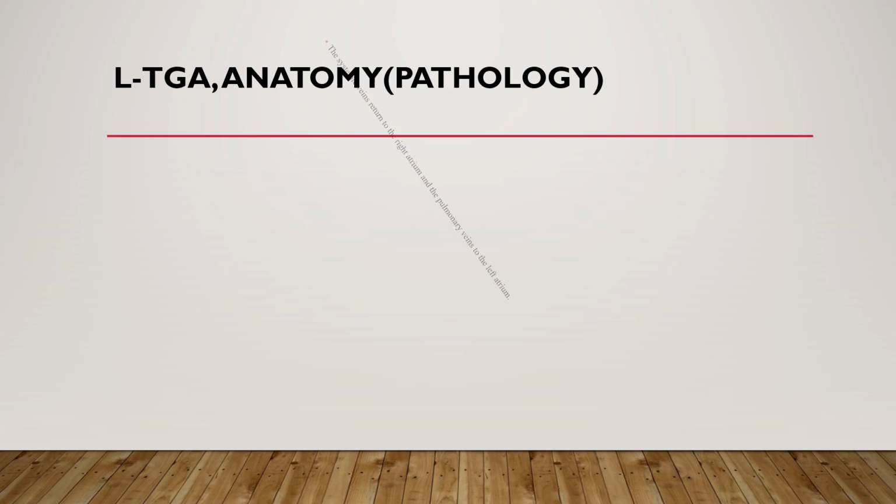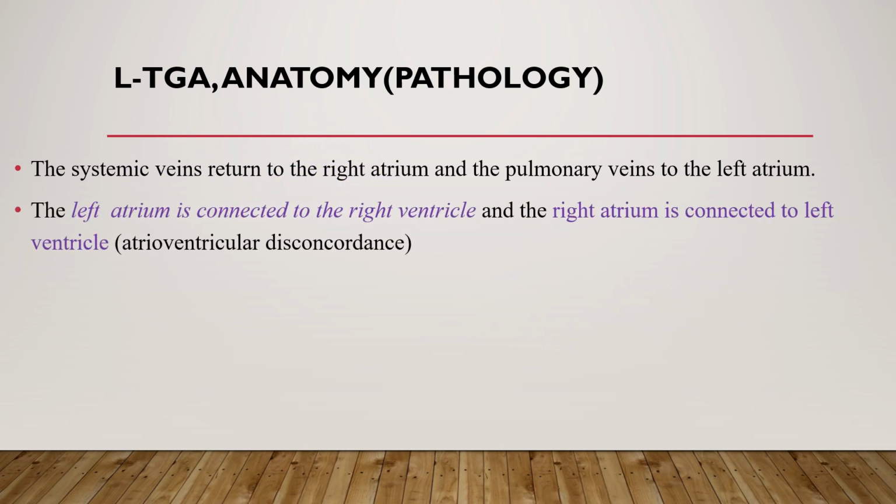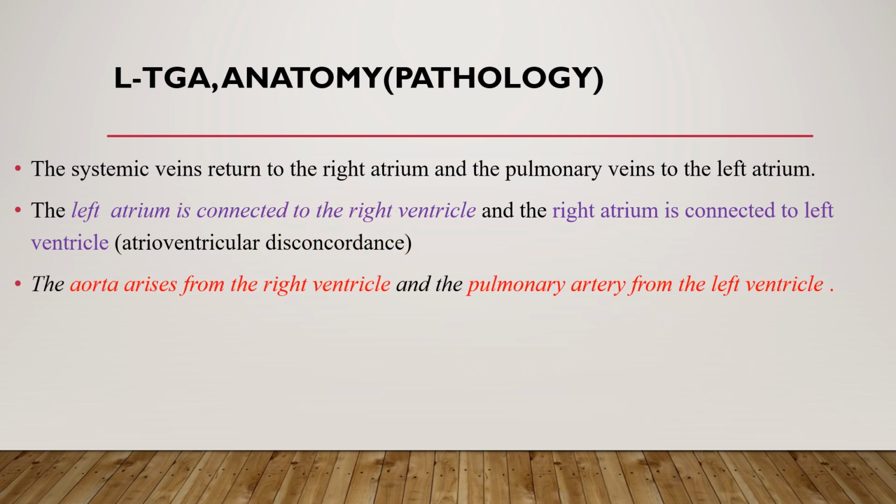And LTGA, in this case, is anatomically corrected. The systemic veins return to the right atrium and the pulmonary veins to the left atrium, and the left atrium is connected to the right ventricle, and the right atrium is connected to the left ventricle. In this case, there is atrioventricular discordance, and the aorta arises from the right ventricle and the pulmonary artery from the left ventricle. So it is physiologically corrected.